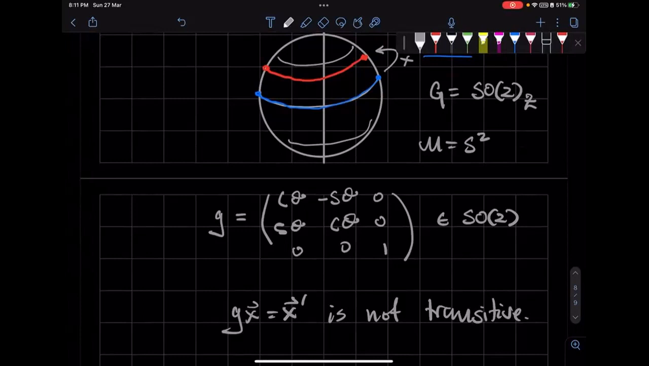Okay, so now you understand what a transitive action is, and you also understand what a transitive action is not. Any questions? No, sir. Okay, anyone else?